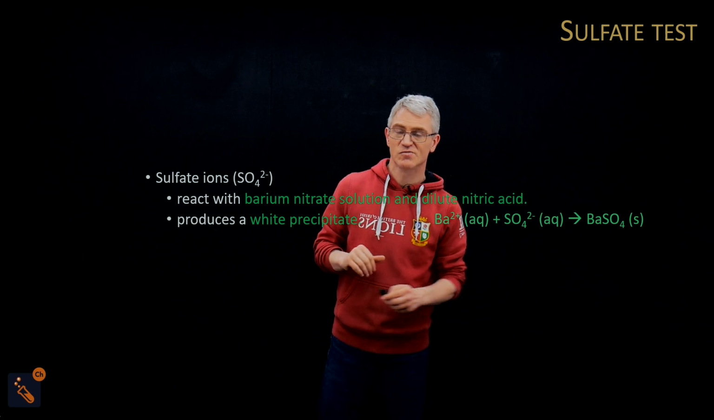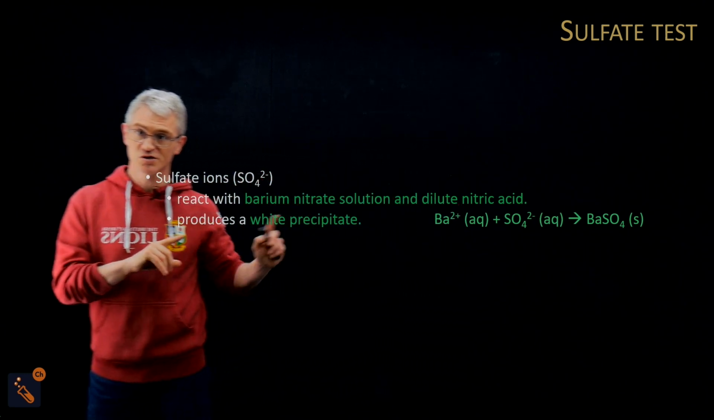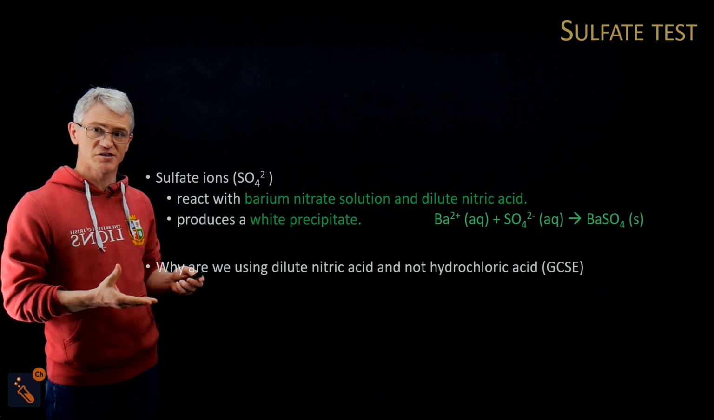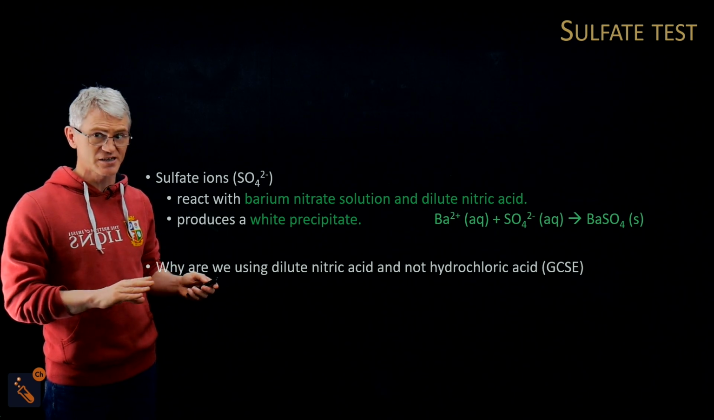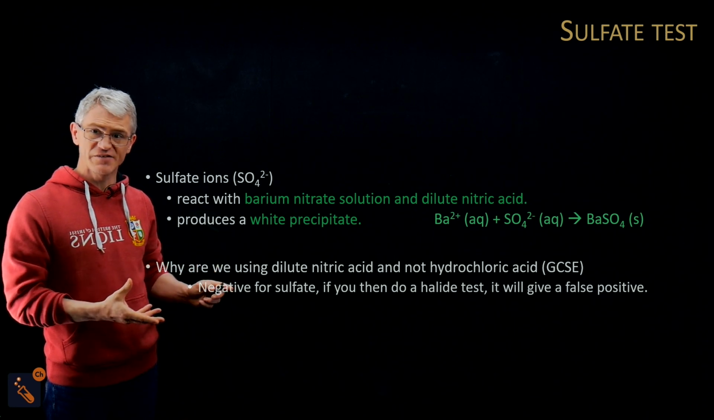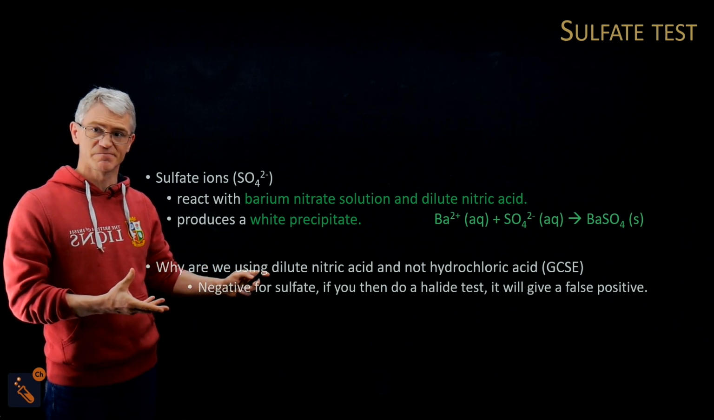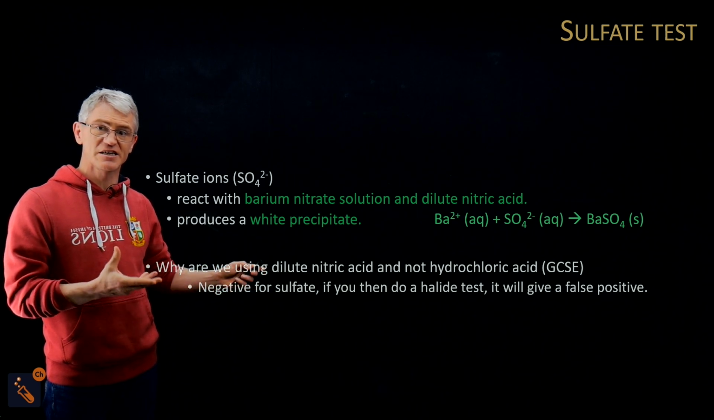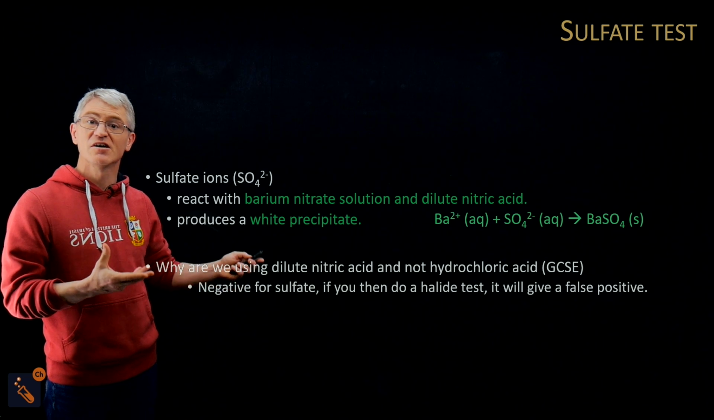And that's a solid, which is your white precipitate that you will see. So the question is, why are we using dilute nitric acid and not hydrochloric acid? Because hydrochloric acid is GCSE. It's because if you do this, you'll get a negative for the sulfate. It won't give you a positive. But then if you do a halide test, it will give a false positive.